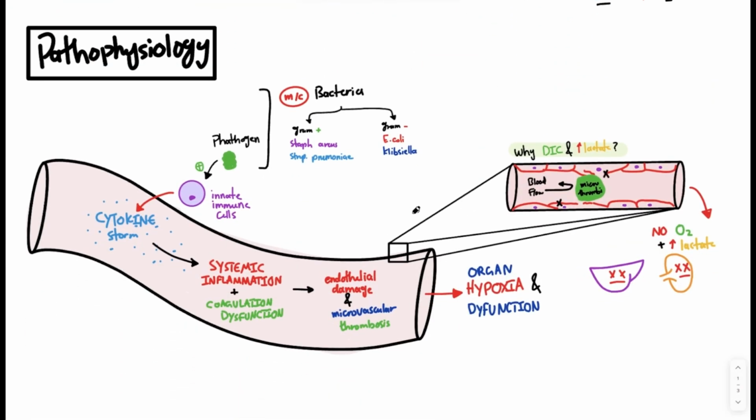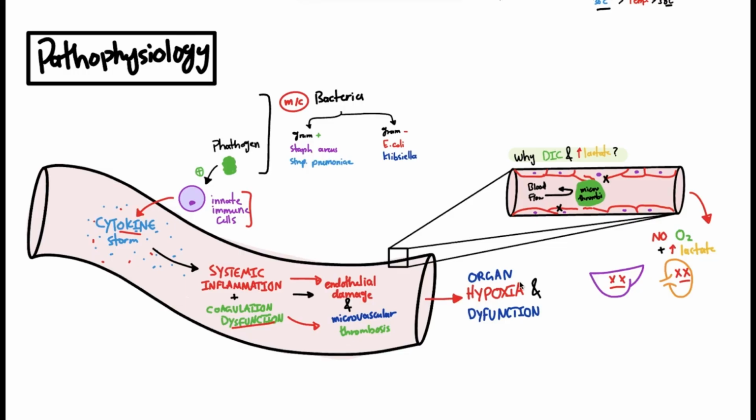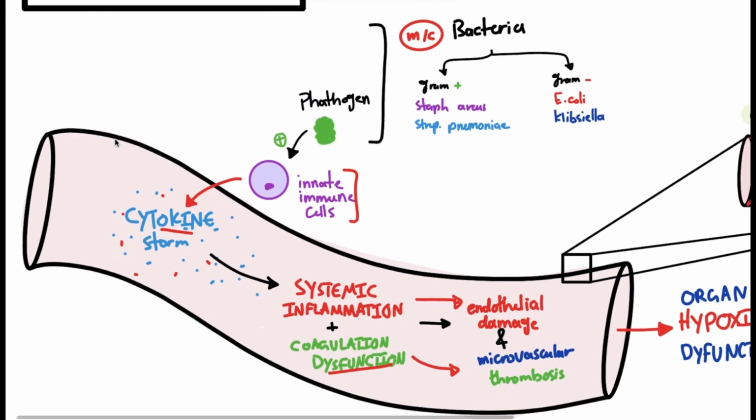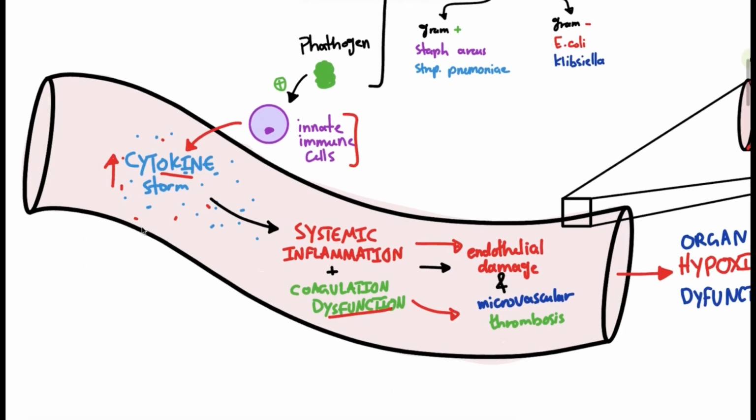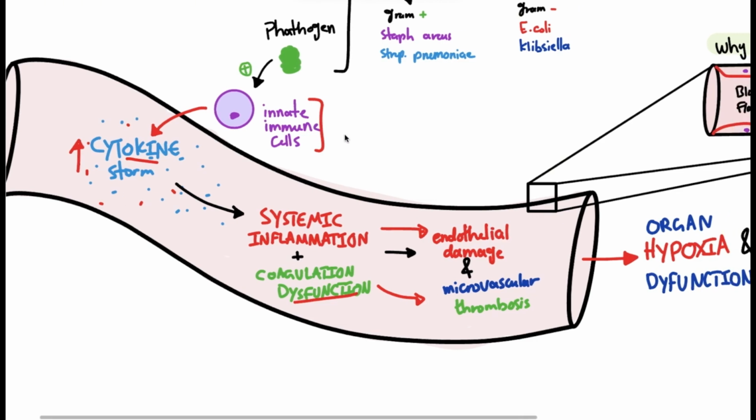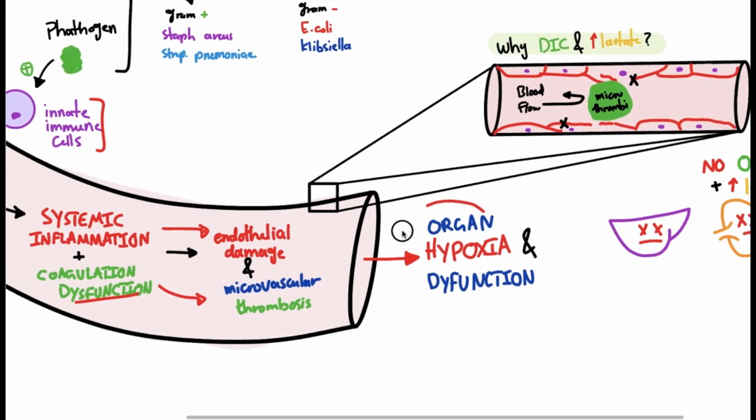Next, let's talk about the pathophysiology. All right, next, my friends, we're going to talk about pathophysiology. So again, we said that everything starts with an infection. Everything starts with a pathogen. And this pathogen will induce the innate immune cells, and the innate immune cells go crazy. And because they go crazy, we have a cytokine storm. These cytokine storms lead to two things: a systemic inflammation plus a coagulation dysfunction. These will lead to endothelial damage and microvascular thrombosis. And eventually, we have organ hypoxia and dysfunction.